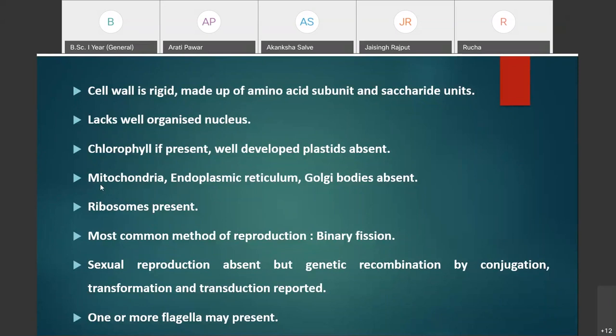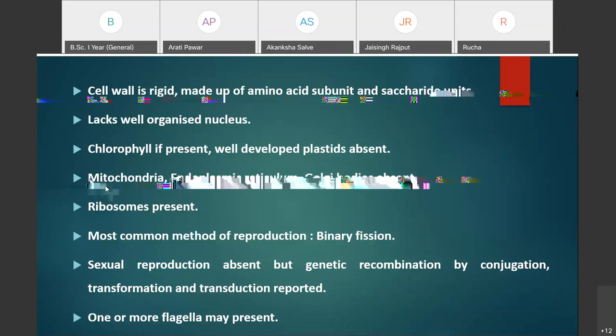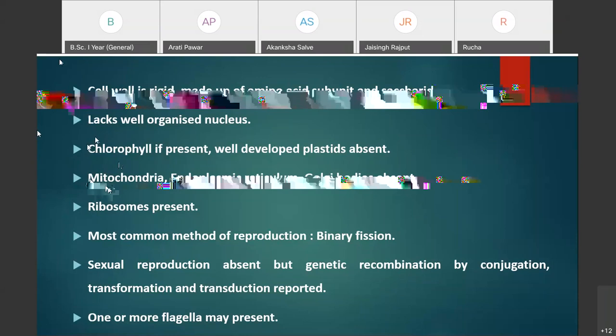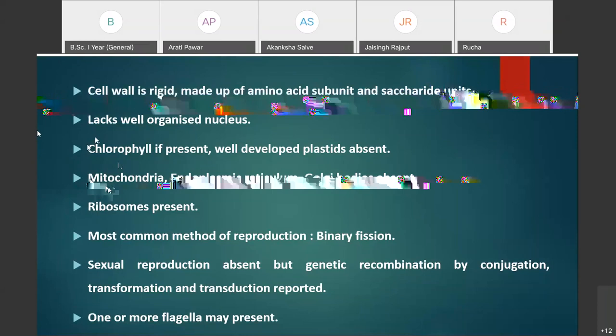We will tell regarding mesosomes in the ultrastructure of the bacteria. Remember that organelles like the mitochondria, endoplasmic reticulum, and Golgi bodies are entirely absent, and the function of mitochondria is performed by another organelle called the mesosomes. Also, ribosomes are present. Ribosomes are the cell organelles in which protein synthesis takes place, and a large number of ribosomes are present in the bacterial cell.